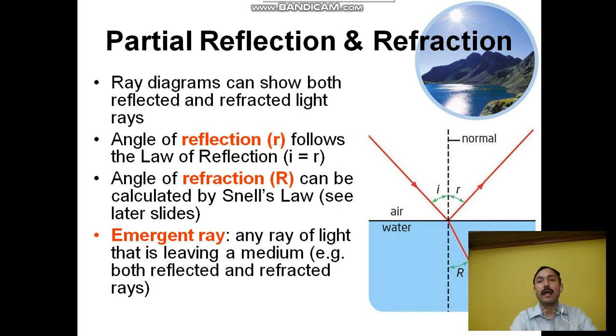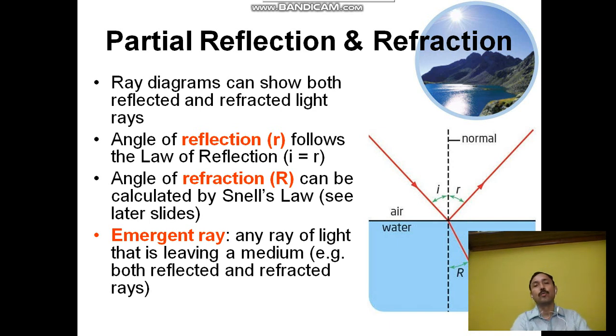Partial reflection and refraction. This is a very good picture. That means this is the sky. Sunlight is falling onto this one. This is the bluish color of the sky we are getting here at the water. Now, when light is falling on the surface between the water and air, then some part of light is reflected and some part of light is refracted.